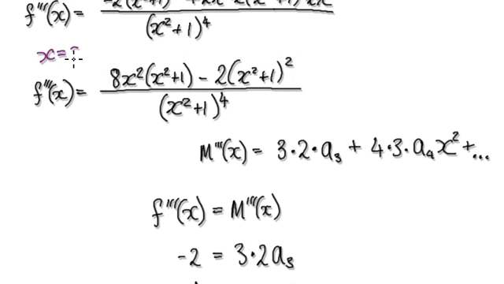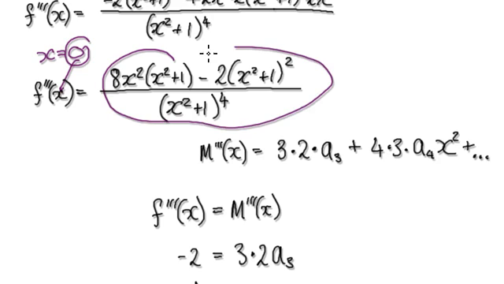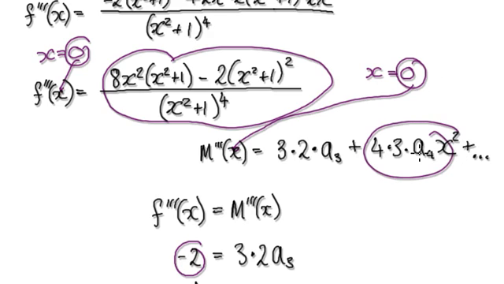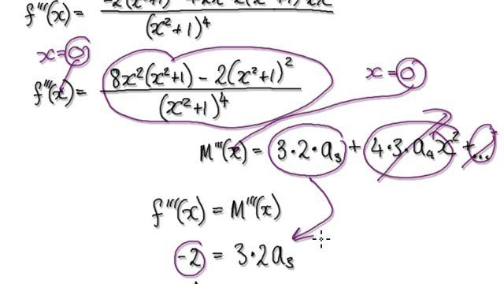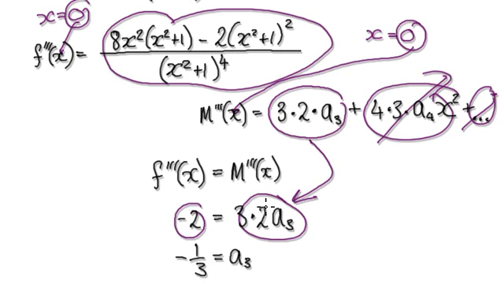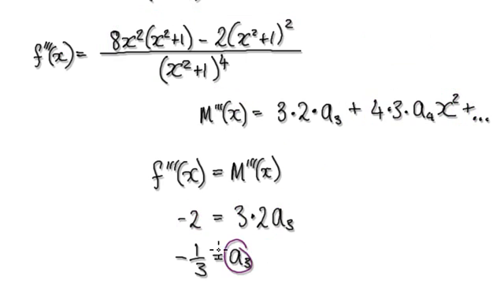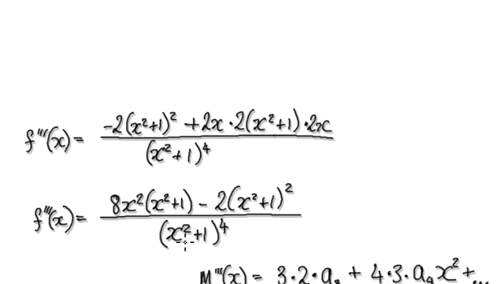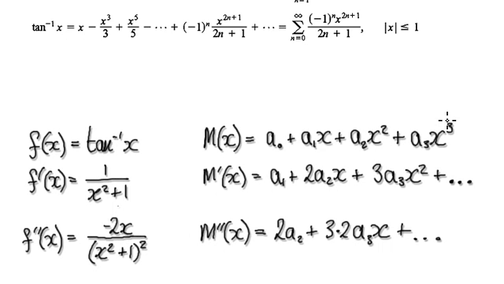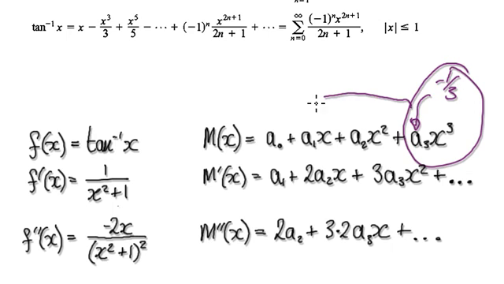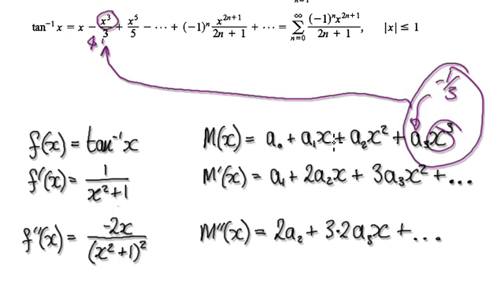When you put x equals 0 into here, this whole thing here will be -2, and then when you put x equals 0 into here, this thing here disappears, everything thereafter will disappear, all that's left will be this. So now it's just a matter of finding a3. Well, a3 is -1/3. So going back to here, a3 here is -1/3. So that's why when you look at this, you've got -1/3 x to the power 3, and so on.